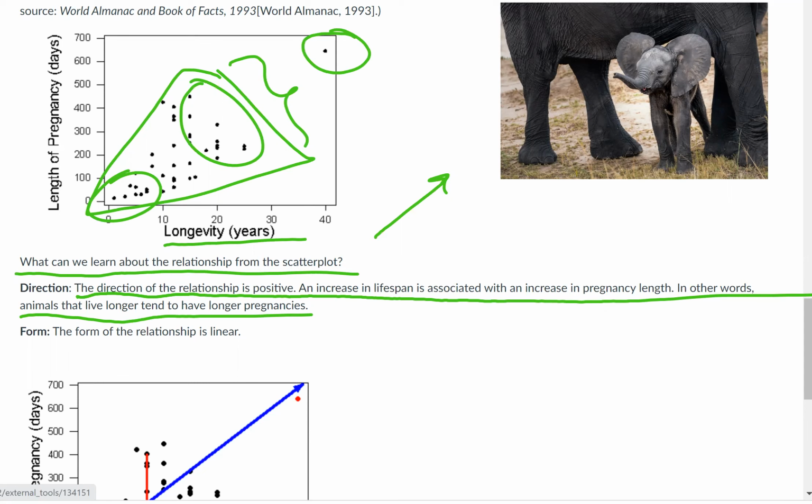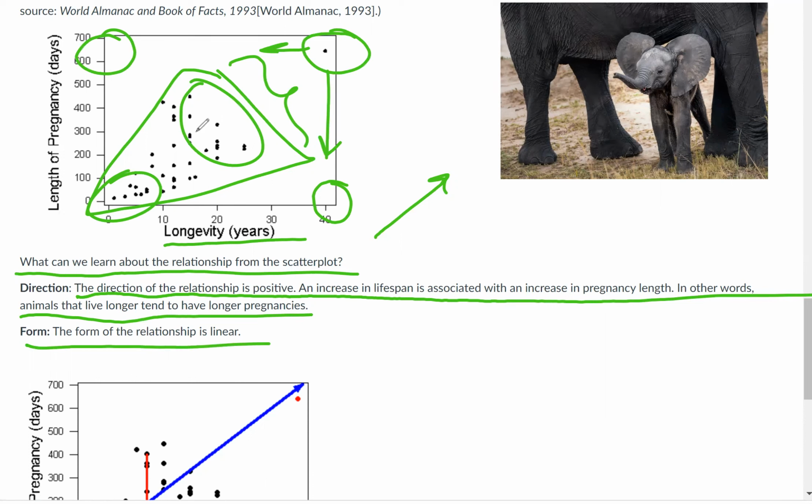In that case, it looks like the X value and the Y value are much larger than all the rest. Here's the lifespan of that one. It lines up with about 40 or a little more than 40 years. And then for length of pregnancy, it looks like between 600 and 700 days. That's quite a bit. The form of the relationship is linear, I'd say.